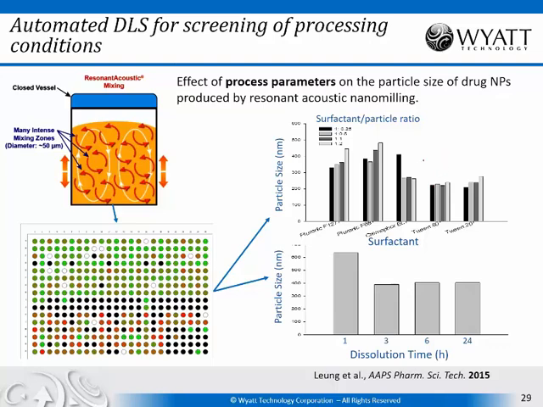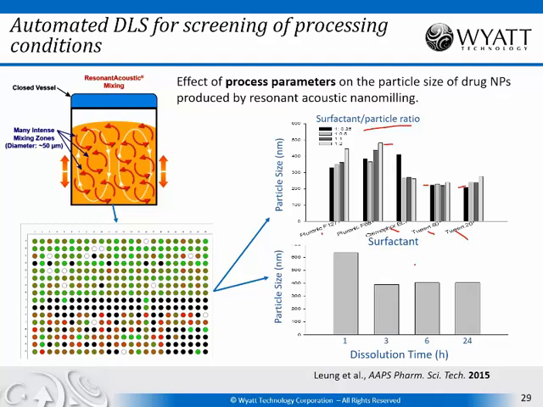You can see that depending on the surfactant used, various types of Tween, Pluronic F127, Pluronic F68, and the amount used, so the ratio of surfactant to particle, you can get different final particle sizes, which ranged here from about 250 up to 500, the smaller being better.